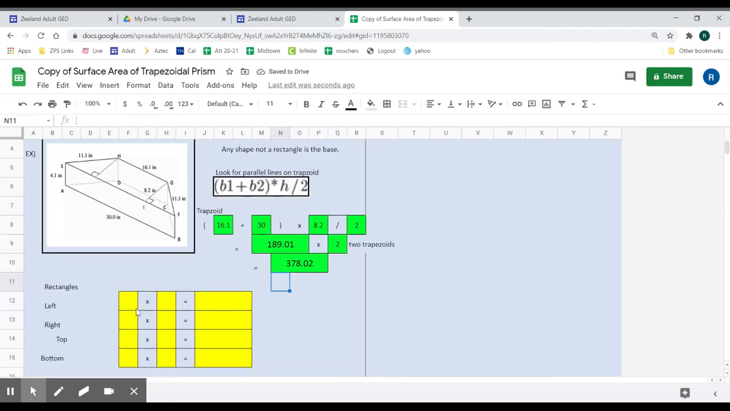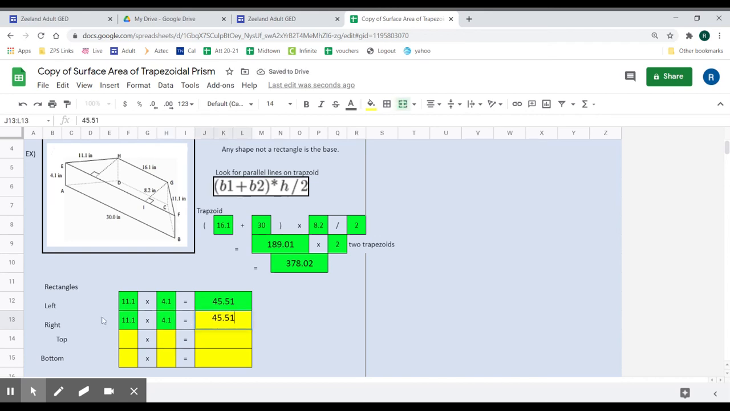Next, if you look at your left side, so we'll say this side over here, this rectangle over here is 11.1 by 4.1. So 11.1 by 4.1, and that'll give you 45.51. And then looking at the right side, you have the same thing, 11.1 times 4.1 to give you 45.51.